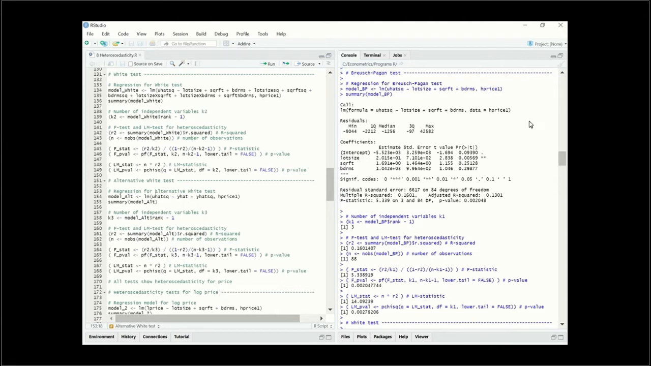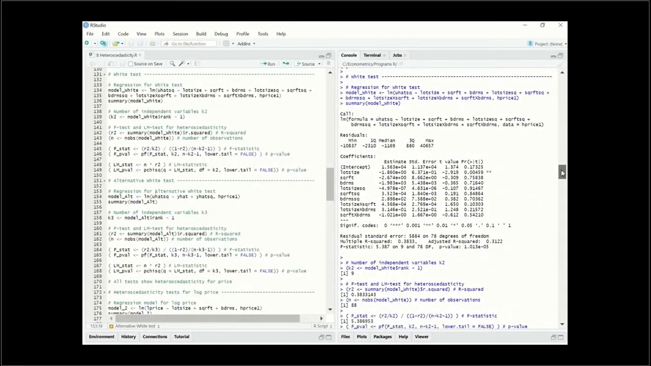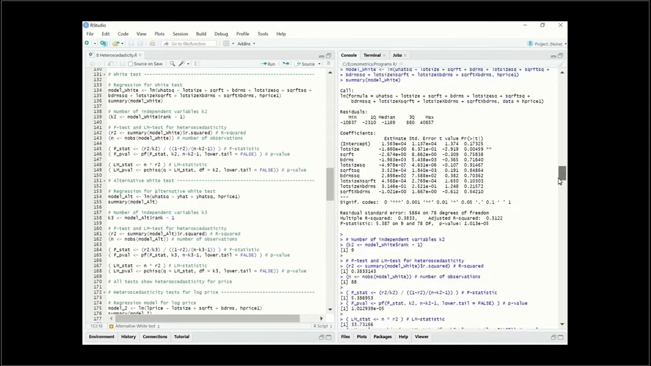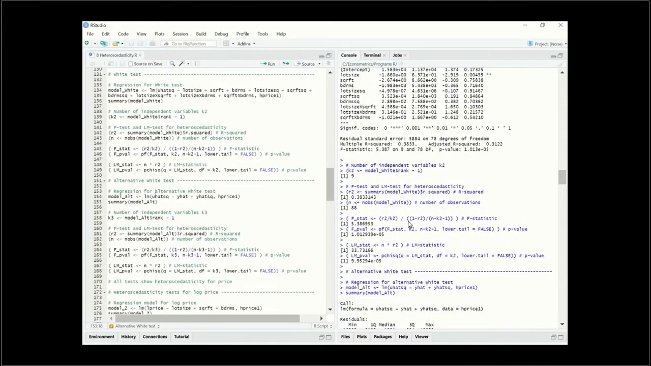So if we're summarizing the model that we have here for the White test, these are the coefficients that we're going to be getting. And again, we want to have not significant coefficients. This would mean homoscedasticity. So here we only have one coefficient significantly different from 0. Okay, so the number of independent variables, of course, is 9 here. If you count the number of independent variables, that would be 9. And now we can calculate the F statistic and the LM statistic. And so here we're going to be picking up the R squared.